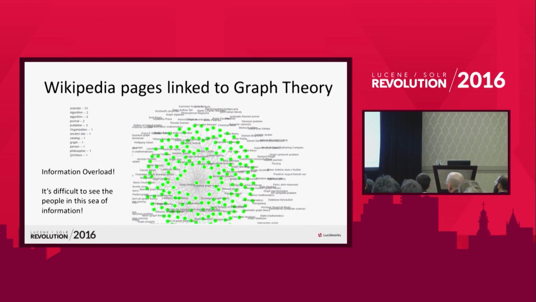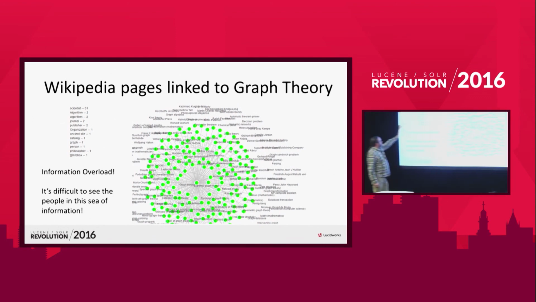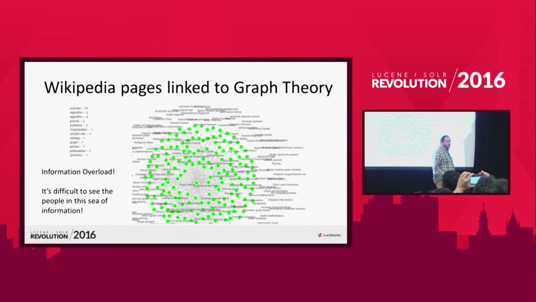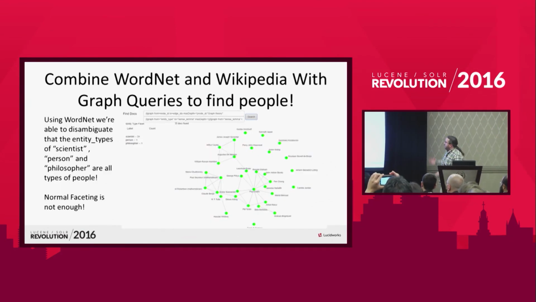It's kind of tough to see here, but the facet counts show you have scientists, algorithms, the journal, publisher, organization and so on. Maybe I'm interested in who are the people that are highly related to this concept of graph theory. So if I intersect the query for the WordNet traversal, I can actually resolve all the things that are scientists, all the things that are people.